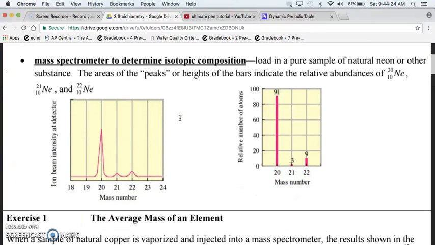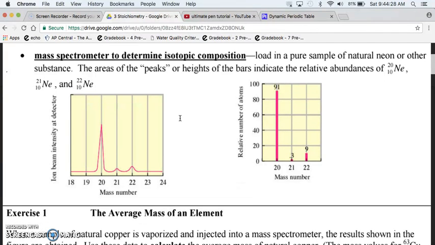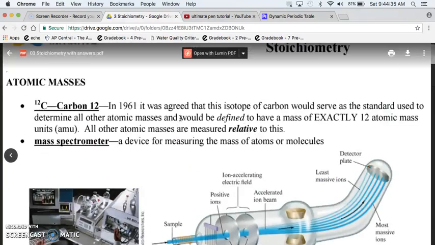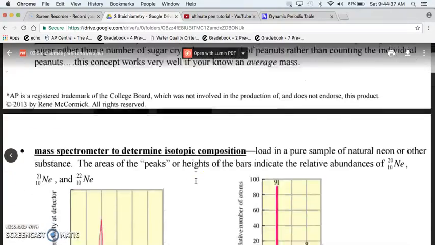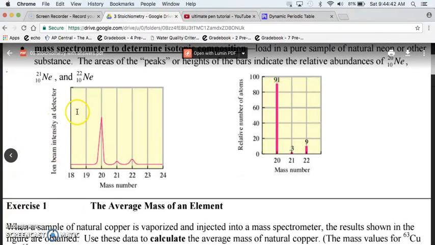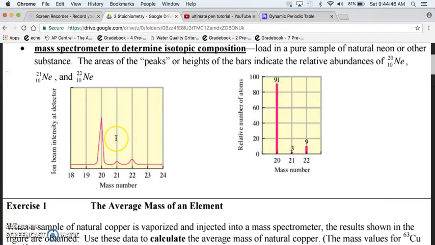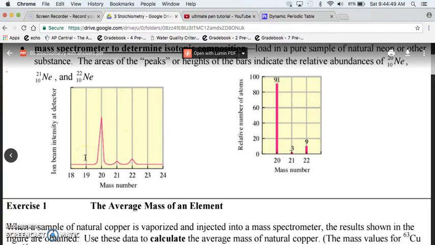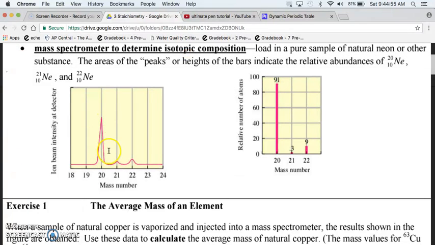All right, mass spectrometer to determine isotopic composition. So let's say we want to know what isotopes are in a sample. You load it into this thing up here. And this is what the data is going to look like for a mass spectrometer. You're going to get something like this over here on the left, ion beam intensity at detector. All that means is that the more ions you have at the detector, the higher these peaks are going to be.